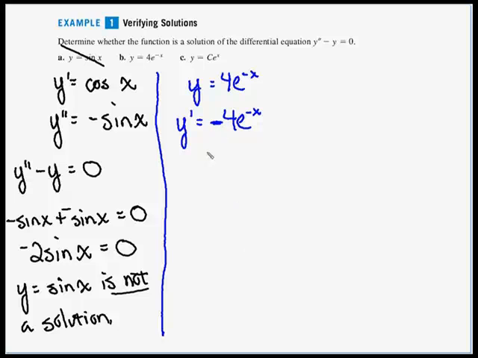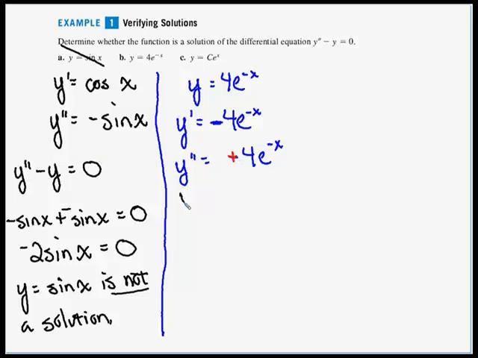And when we take the second derivative, the same thing's going to happen. It is its own derivative, negative 4e to the negative x. And then the chain rule again would say, well, you've got to take the derivative of that inner function, and that is a negative 1. That would turn this to a positive.